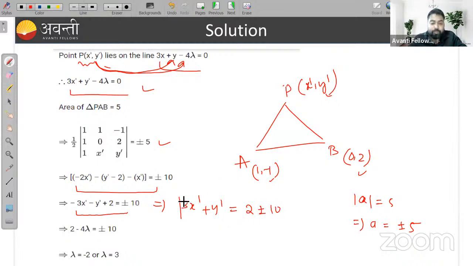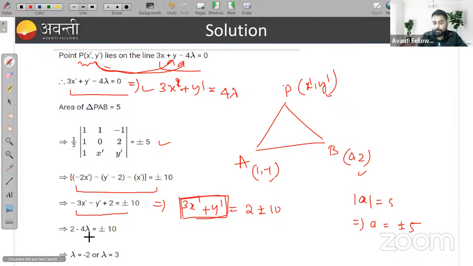Already we have the value of 3x' + y'. From the earlier equation, 3x' + y' = 4λ. So in place of 3x' + y', we can write 4λ. So it becomes 2 - 4λ = ±10. Then you get the value of λ as -2 and 3. So two values we are getting for λ.